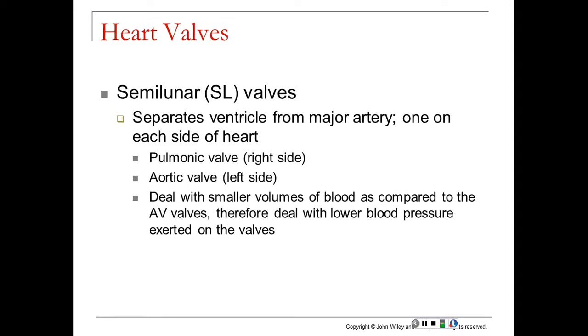There's also semilunar valves. These valves separate the ventricles from the major arteries, and there's one major artery on every side of the heart. There's the pulmonic valve, which is on the right side, and the aortic valve, which is on the left side. These are typically dealing with smaller volumes of blood compared to those atrioventricular valves, and so they also deal with lower blood pressure being exerted on the valve. So they're a little more sensitive and not as durable as the AV valves are.